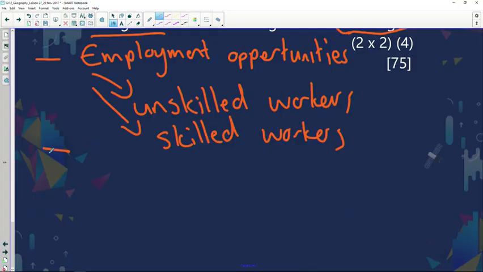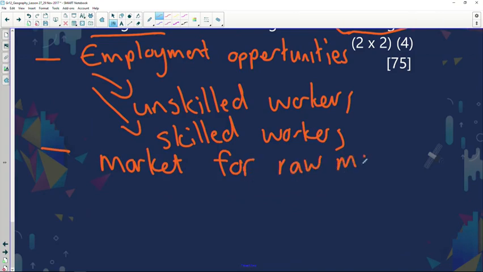Now, another reason that we can mention over here, there's provision for a market. There's a market for the raw materials. So instead, what our other provinces do, they take the raw materials and they ship it away, like for instance to China, and then we buy it back. But what happens in Gauteng? We take that raw material and we process it into a final product, and then we only ship it away. And that makes us more profitable at the end of the day.